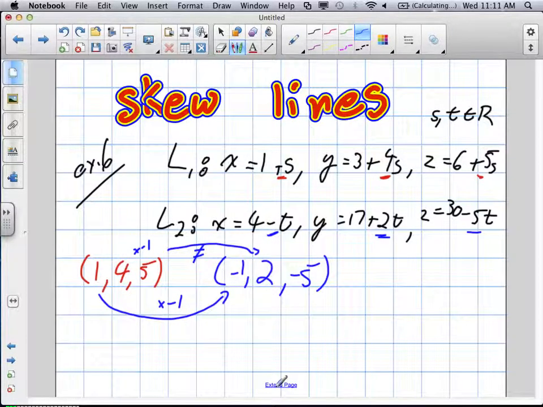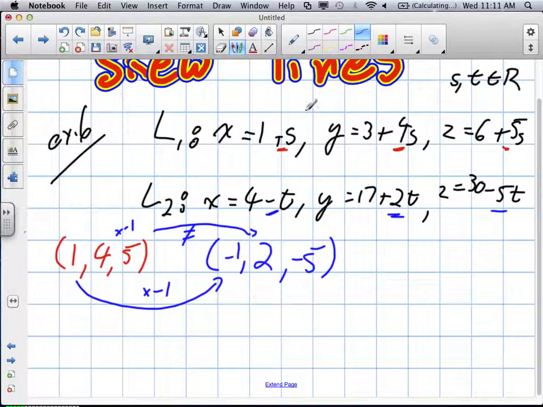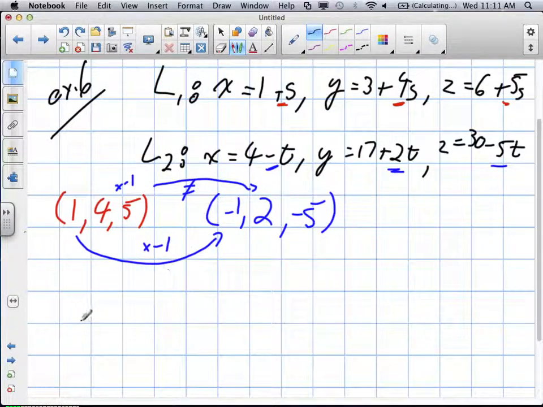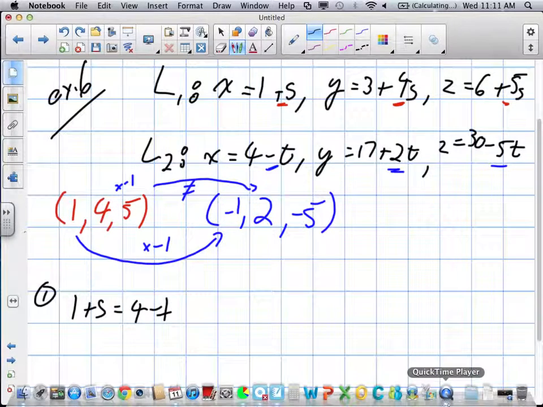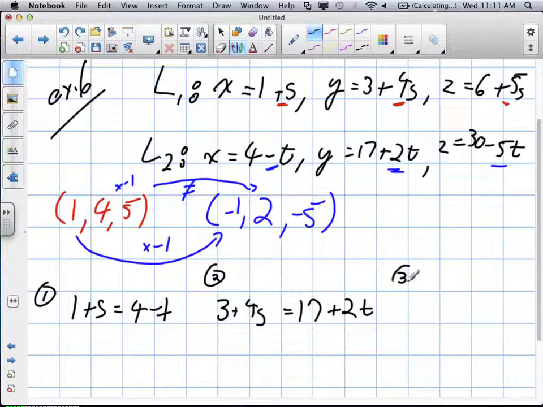Because it's already in parametric form, it makes it a bit easier for us. We're going to set the two equal to each other right off the bat. So, I'll set my x value. Our new equation 1 will be 1 plus s is equal to 4 minus t. 3 plus 4s is equal to 17 plus 2t. And that's equation 2. And equation 3 now says 6 plus 5s equals 30 minus 5t.